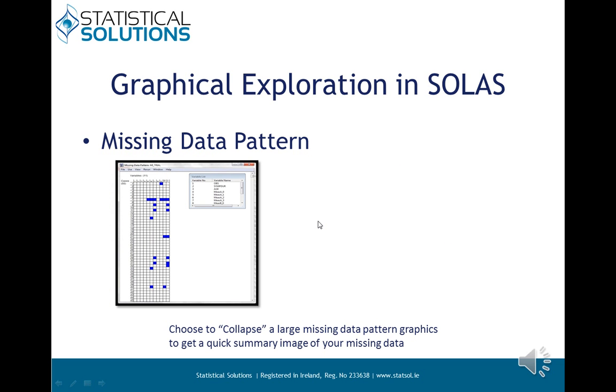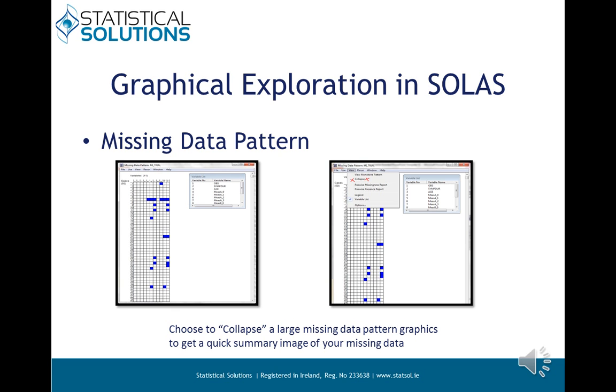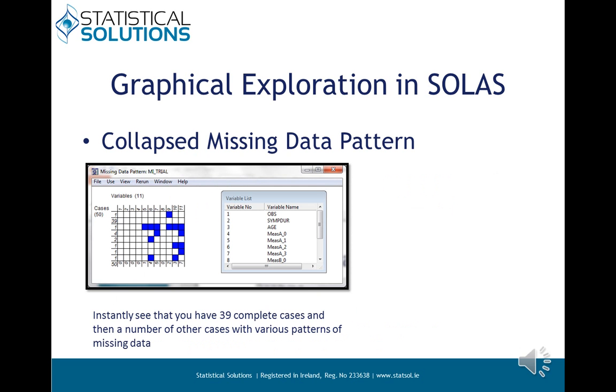So the missing data pattern then appears, but for large data sets we highly recommend that you use the collapse feature so that you can get an instant summary of your missing data. So from the View menu, choose Collapse, and then the Collapse Missing Data Pattern appears. With the collapse missing data pattern, you can see that you have 39 complete cases and then a number of other cases with various different patterns of missing data.